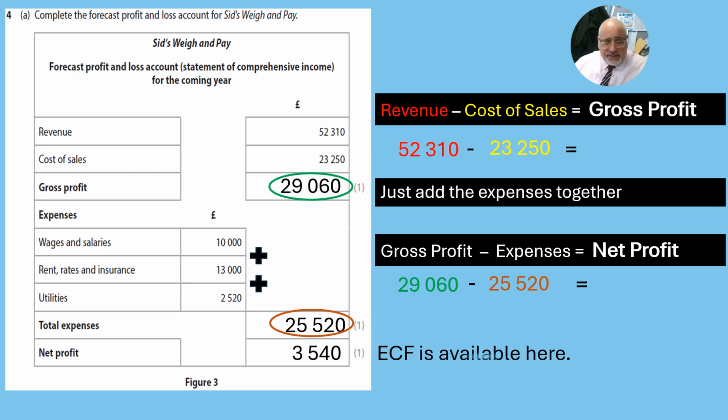Again, be aware that ECF is available for this question. So even if you get a few figures wrong or miswrite a couple of numbers, you will still get the marks.